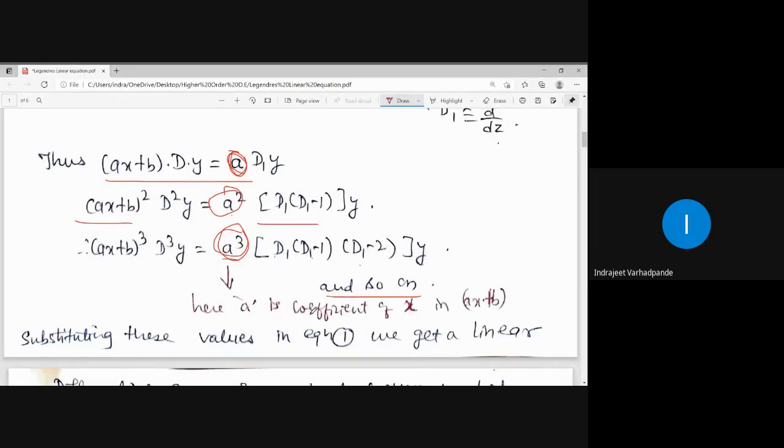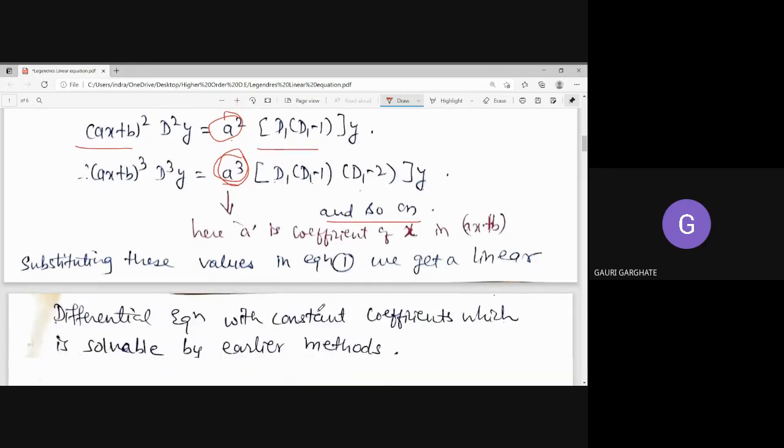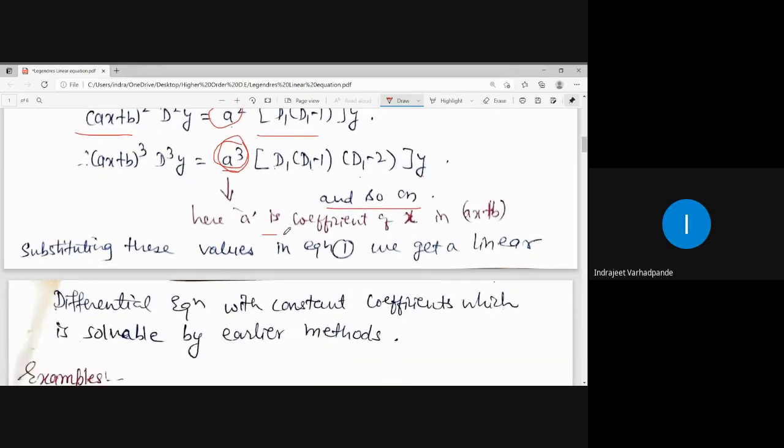Here a is the coefficient of x in ax plus b, or if you have it as a plus bx. Sir, please scroll down. a is the coefficient of x in ax plus b.